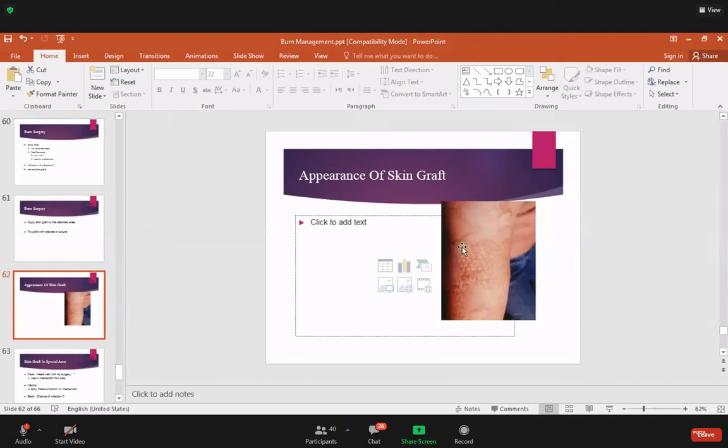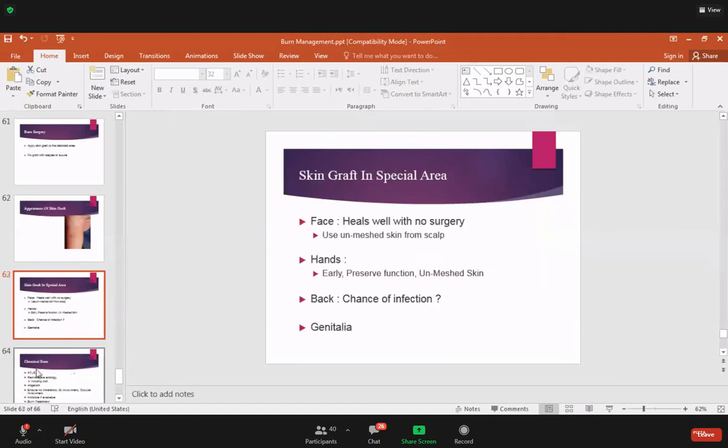Okay, so this is because of the epidermis that grows from all sides of this graft. The graft took place. It got its nutrition from the underlying hyperemic tissue, and then epidermis started growing from it.